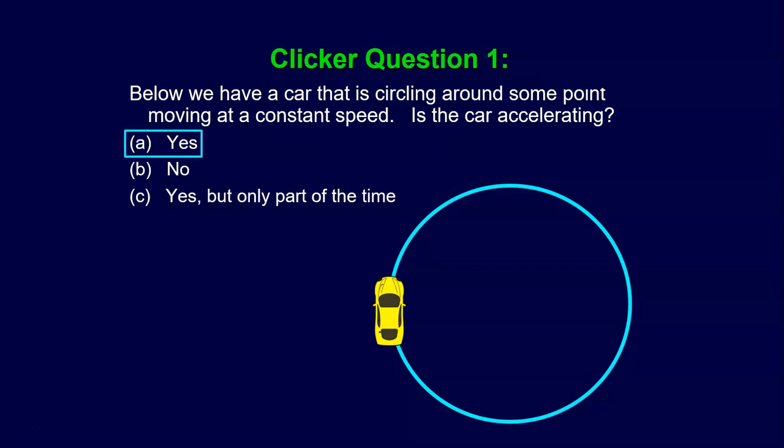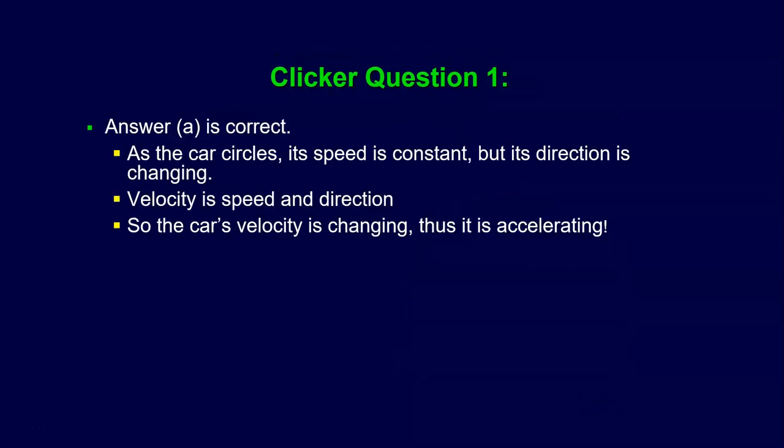This is a tricky thing, I think, and the key here is that velocity is both speed and direction. In this case, the speed is the same, but the direction is constantly changing. And so if you change the direction, you're going to be changing the velocity.